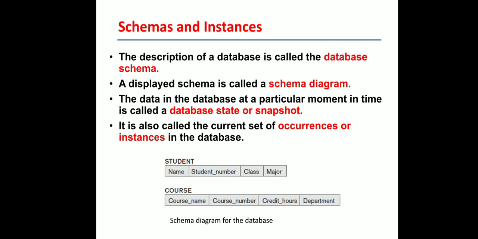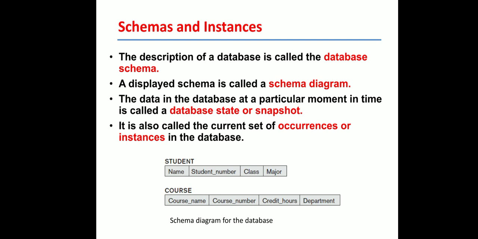These are the data for a particular student entity. Whatever the data is at a particular moment of time, we call it a data state or snapshot. The data can change over time. Suppose I have marks. Today I have marks: I got 20 for the first internal, and next time for the second internal I may get 15.